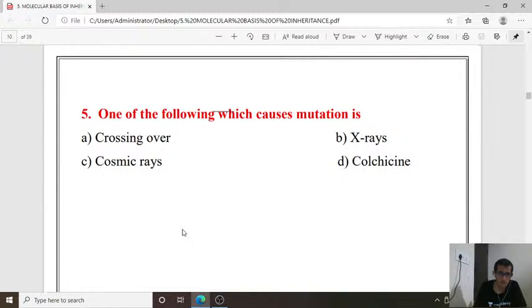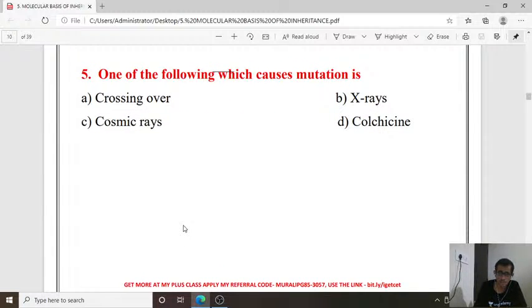Next, the fifth one. One of the following which causes mutation is caused by mutagens, isn't it? Mutagens are the molecules, substances responsible for causing of mutation, which is that one. Now the answer for this one is B, X-ray. Prolonged exposure of body into X-rays is going to cause the mutation.